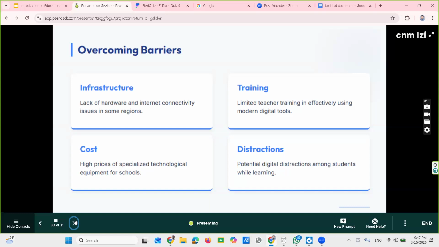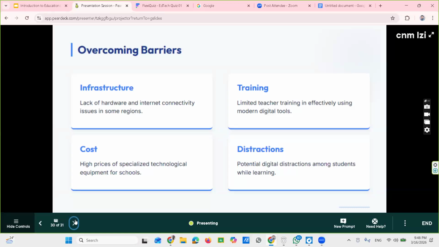Then training: limited teacher training in the effective use of modern tools. Still our teachers are not aware of modern technology, how to use interactive tools, how to use AI technology in the classroom. Then cost: high prices of specialized technological equipment for schools. Normally, an individual can't afford such amounts to buy this kind of equipment.